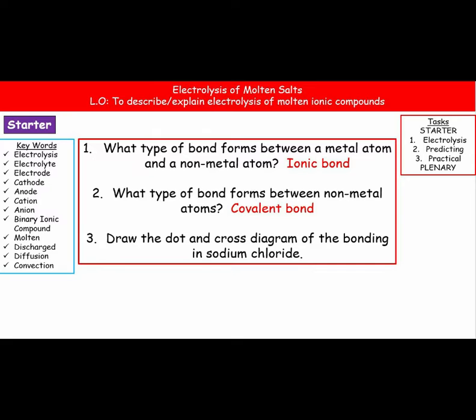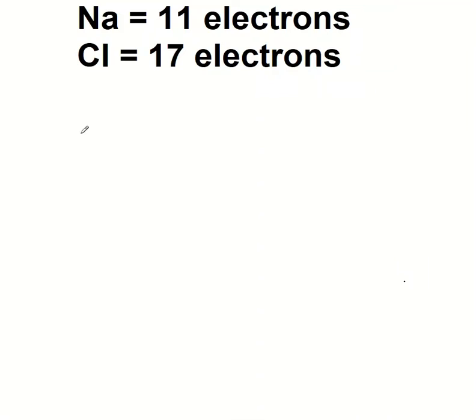Now for question 3, draw the dot and cross diagram of the bonding in sodium chloride. We're going to have a look at the actual diagram. Okay, so what we need to do to draw the dot and cross diagram for the bonding in sodium chloride is, first of all, we look up how many electrons there are on a periodic table. So you're looking at the atomic number here. Okay, so we've got 11 for sodium and 17 for chlorine. So that tells us sodium has 11 electrons, chlorine has 17 electrons.